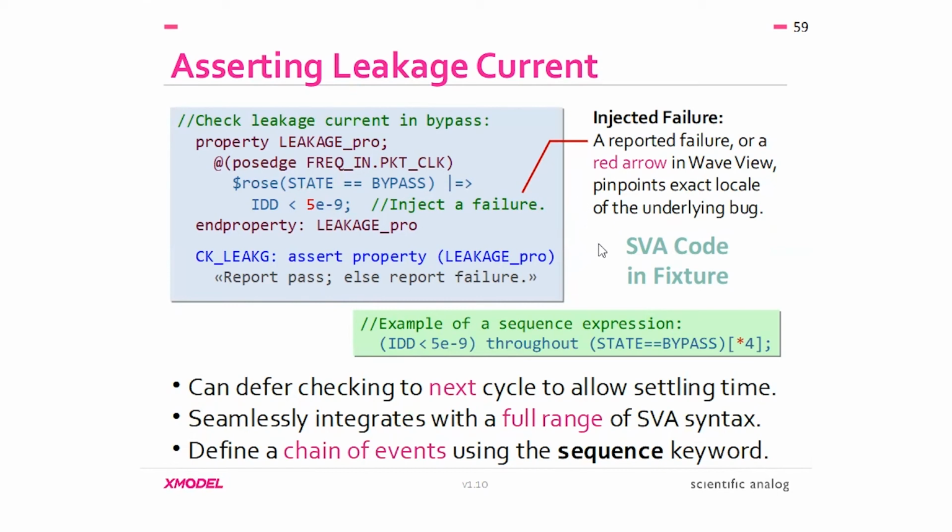We're keeping these assertions simple for tutorial purposes, but because XModel integrates seamlessly with SystemVerilog assertions, you could implement quite complex sequences. This just hints at one where we're checking IDD values throughout a series of 4 clock cycles when the DUT is in the bypass state. So you could define rather complex chains of events using the SystemVerilog sequence keyword.